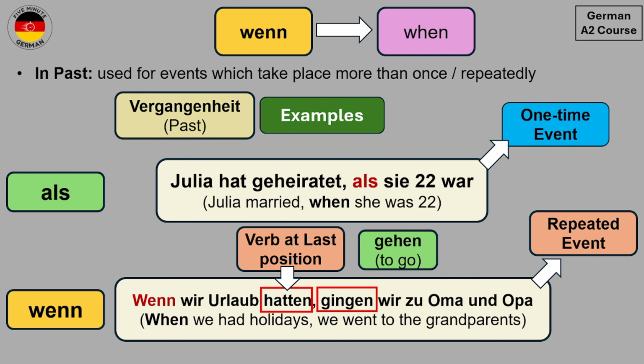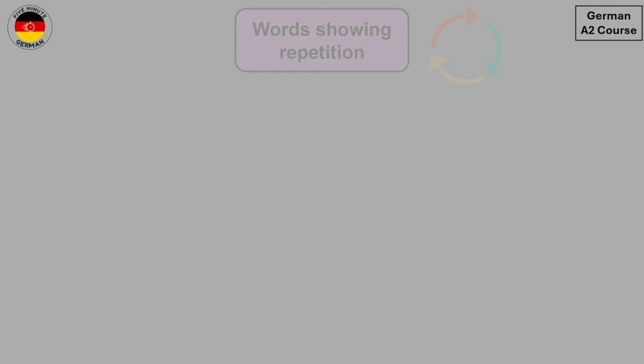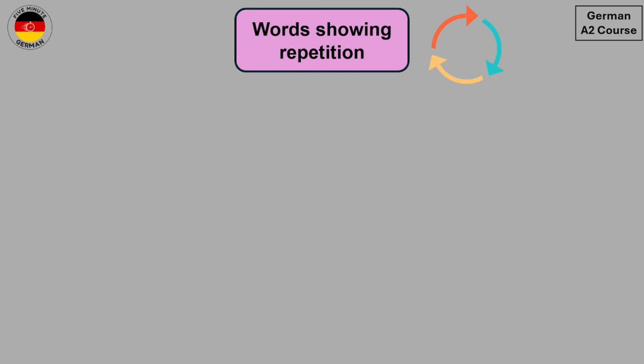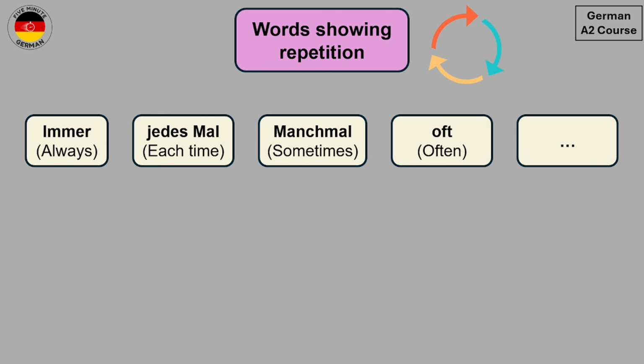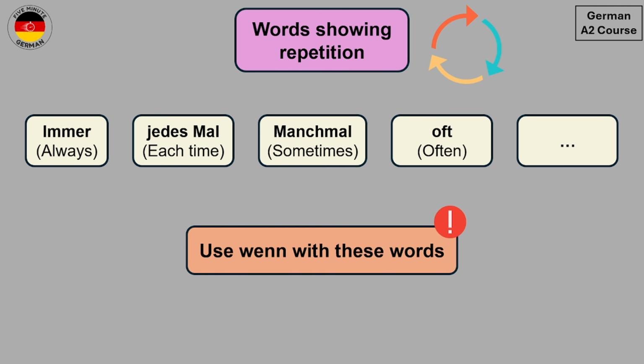So a way to recognize whether the event is a repeated event or a one-time event is that you can look for words which show repetition. And these words are immer, which means always, jedes Mal, which means each time, manchmal, which means sometimes, oft, which means often, and so on. So when any of these words come in a sentence, then it means that it is a repeated event. And we will always use when with these words.